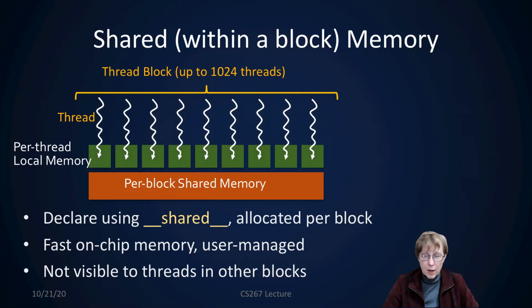So variables that are underscore shared, and that can be a scalar variable as well as an array, are going to be allocated per block. So there'll just be one of them per block. Other variables in your code are going to be allocated in the per-thread local memory. And you have to be careful to keep in mind exactly where arrays and things like that are laid out.